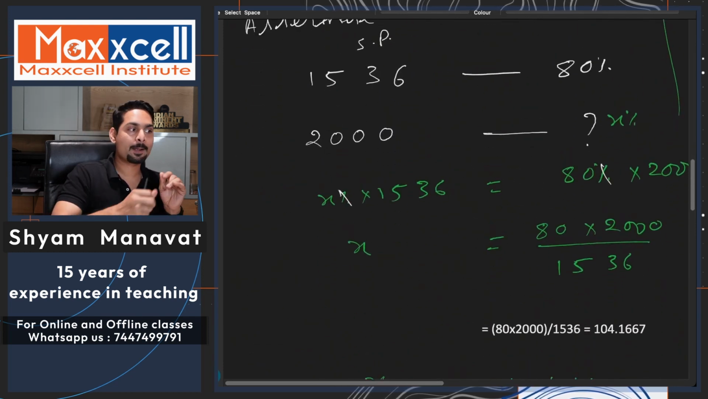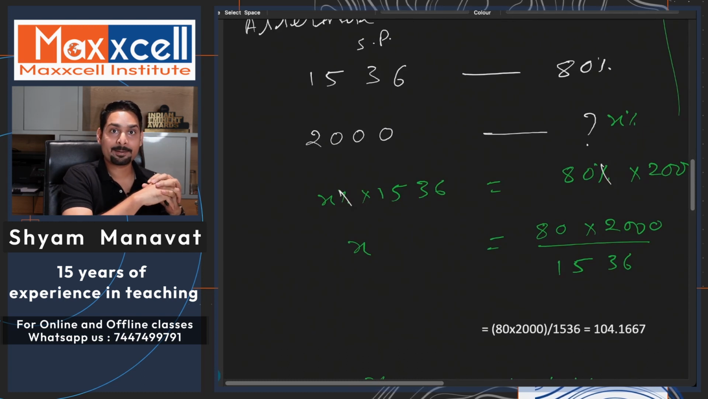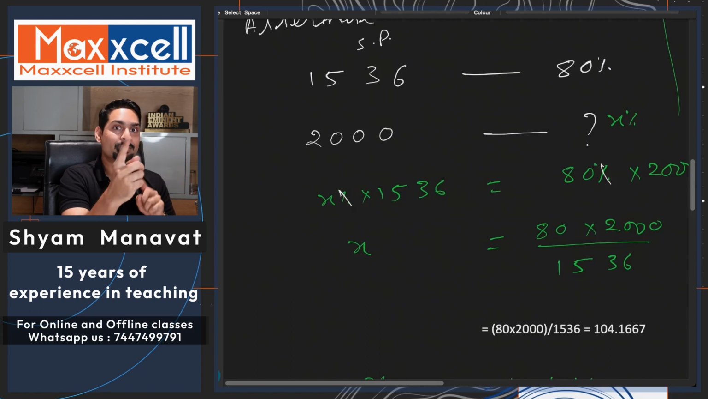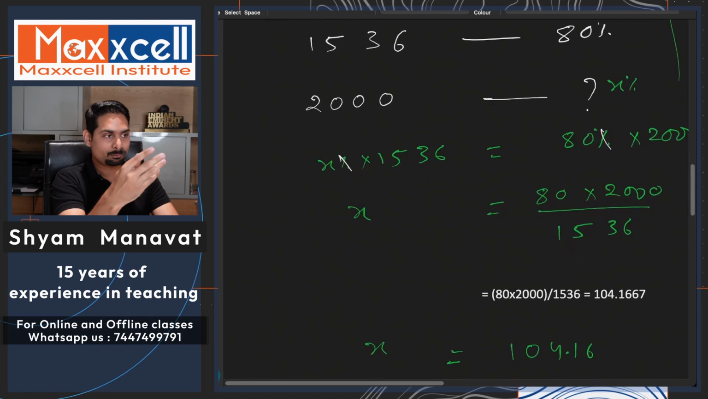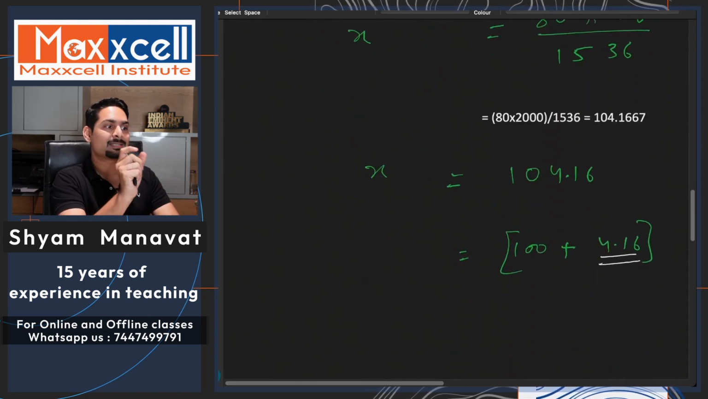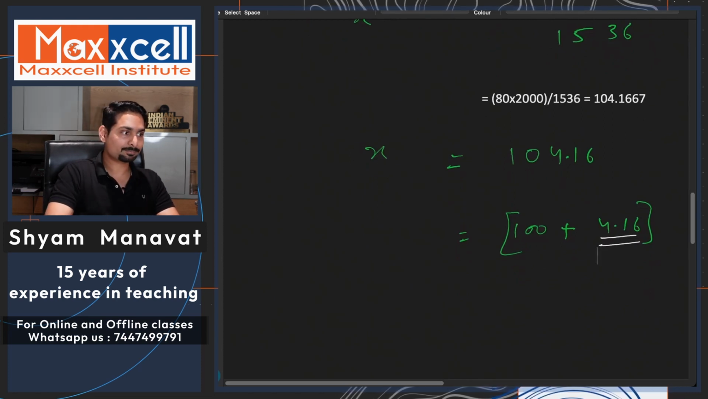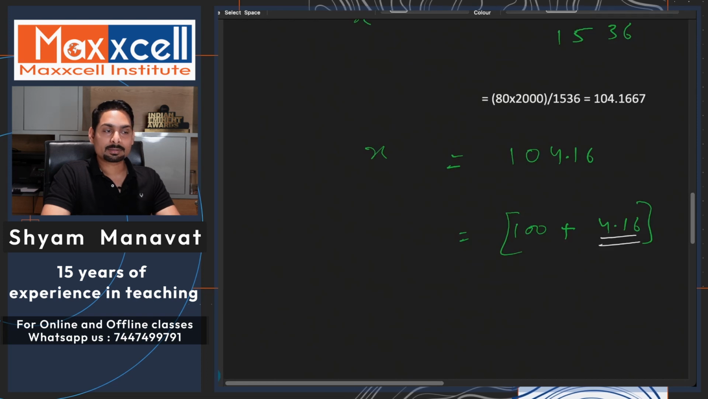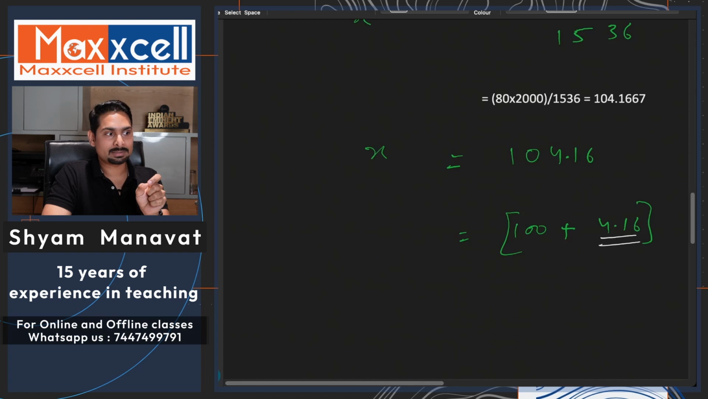Let me repeat this for you. 1536 is 80% of the cost price. Why? Because there is 20% loss. So this is 100 minus 20. Correct? 2000 is what percent? After doing the calculation, I say 2000 is 104.16% of cost price. What do we get? 2000 is x percent, right? So 2000 is 104.16% of the cost price.